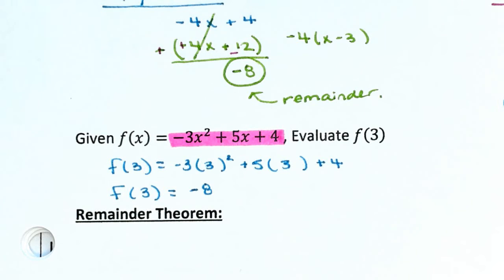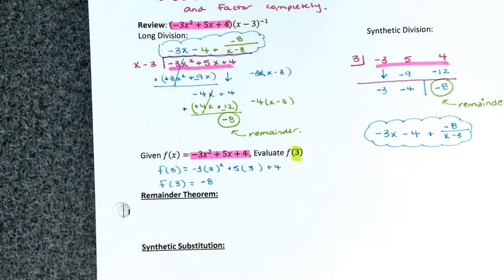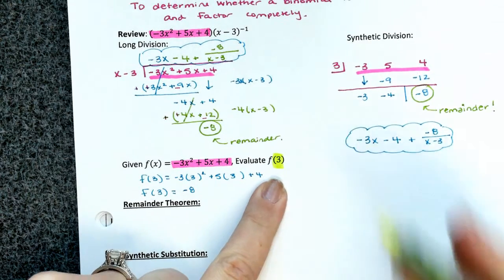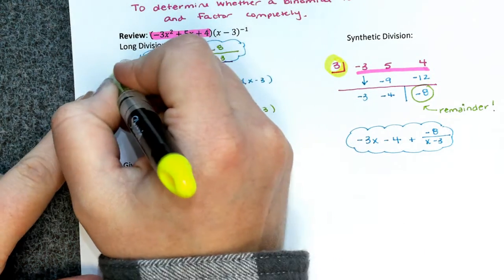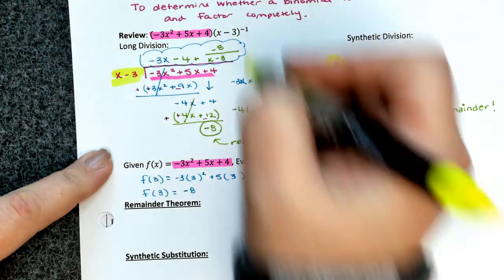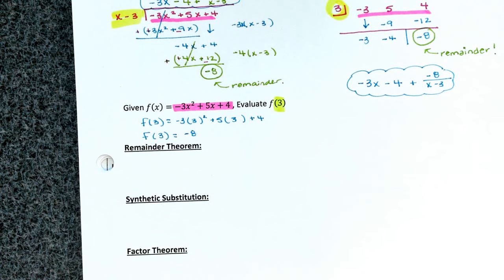Okay. That 3 that we plugged in not only showed up there. Oh, you guys can't see that. You can't see what I highlighted. There we go. Okay, that 3 that we plugged in was the same 3 from the box, which was because we divided by x minus 3. Huh. Weird. Coincidence? No. Okay. That is the remainder theorem.